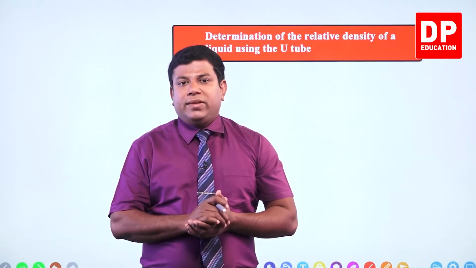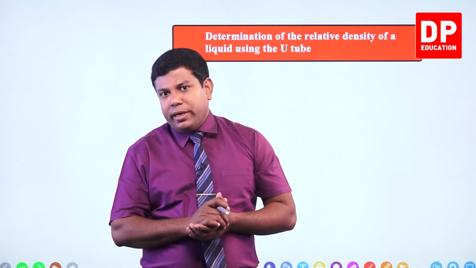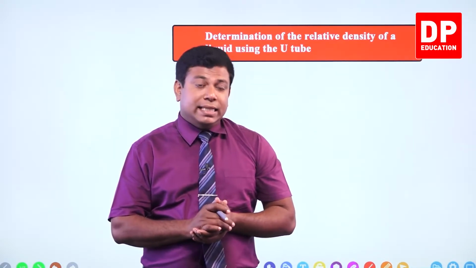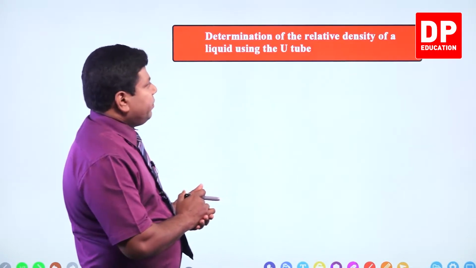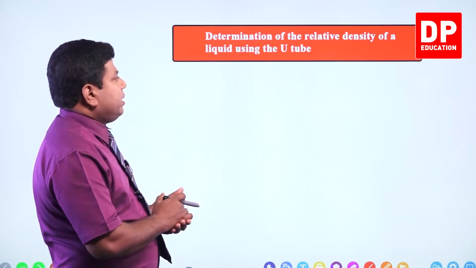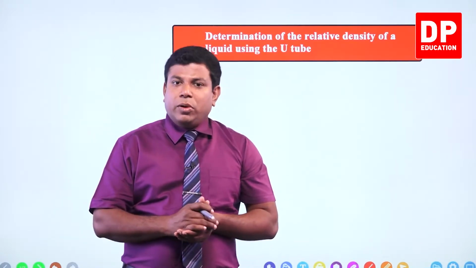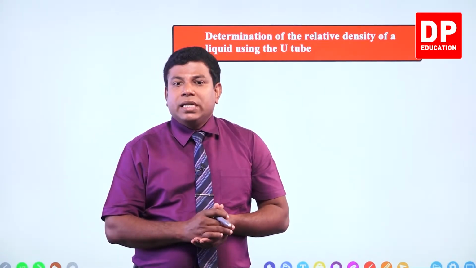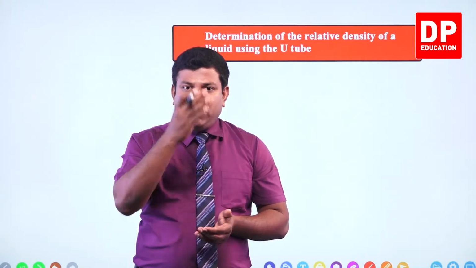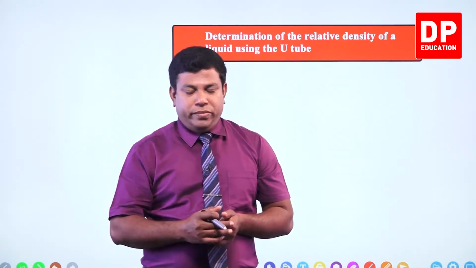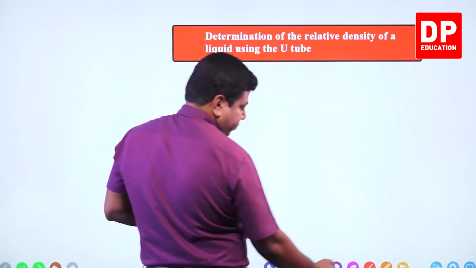Students, in physics, now let us see another experiment. This is also from the section mechanics. What this says is determination of the relative density of a liquid using a U tube. In the laboratory, you can find a glass tube in the shape of the letter U, right. It will look like this.